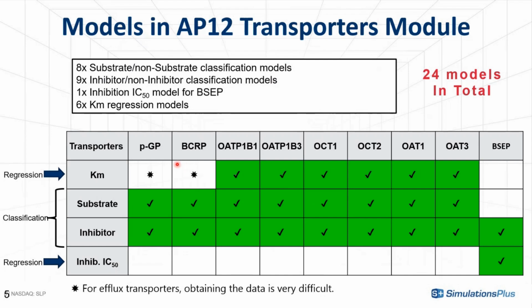Notice that, as I mentioned earlier, we are limited in what we can model primarily by the availability of data. For example, it's very difficult to obtain Km data for efflux transporters like PGP and BCRP. So again, this is what we have available right now in ADMET Predictor. We're going to jump into the software and show you how these work.